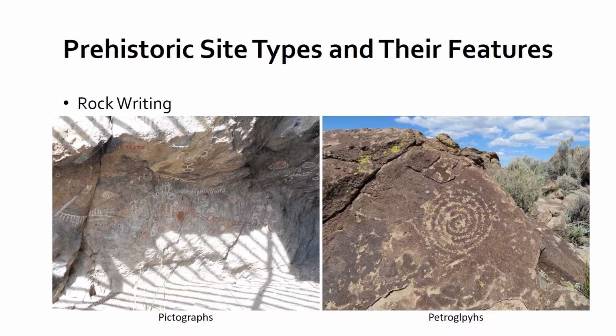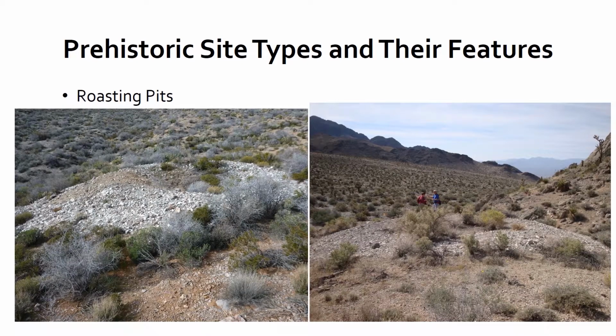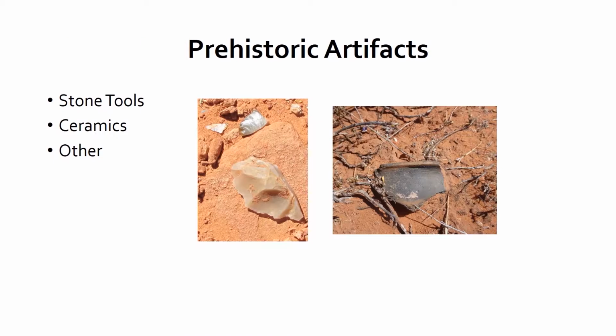Rock writing, both pictographs, where the images are painted on the surface, and petroglyphs, where the rock surface has been removed by pecking away. And roasting pits, which are underground ovens that cook oftentimes agave and other plant material. Once the rock has been heated by the fire, it only holds that heat once, so it's shoveled back out. So you end up with donut-shaped impressions with fire-cracked rock. Artifacts include stone tools, ceramics, and other items.